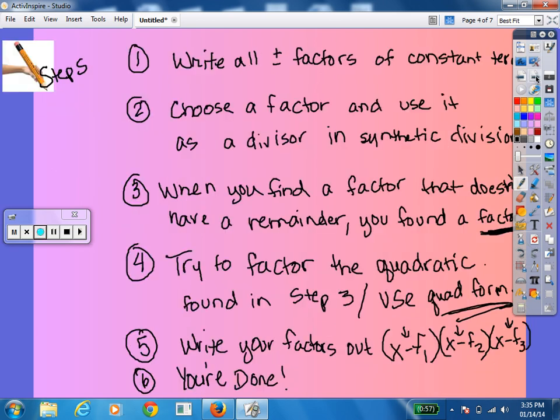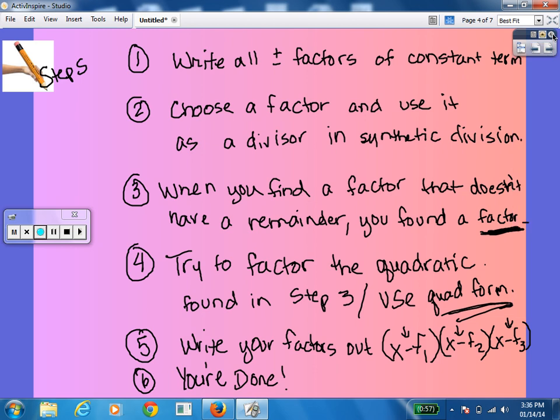All right, your turn to write down the steps. So here you go, write them down. Step 1, write all the positive and negative factors of the constant term.